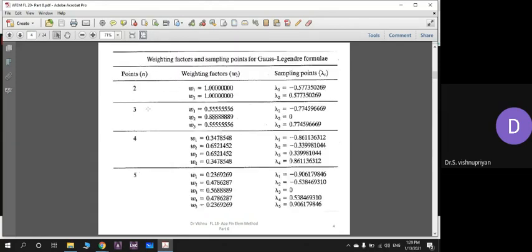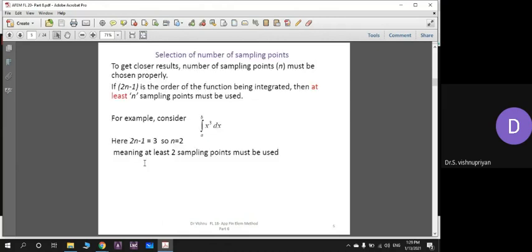Now, what should be the number of sampling points which you are going to use? That depends on the function itself. So supposing that 2n minus 1 is the order of the function being integrated, then at least n sampling points must be used. So let us take the integral of x cube dx from a to b. Now, this 2n minus 1 is the order. So here the order is 3. That means 2n minus 1 equals 3. From this, we will get n equal to 2. That means at least 2 sampling points must be used. There is no problem if you want to go for more points, but at least 2 must be used.